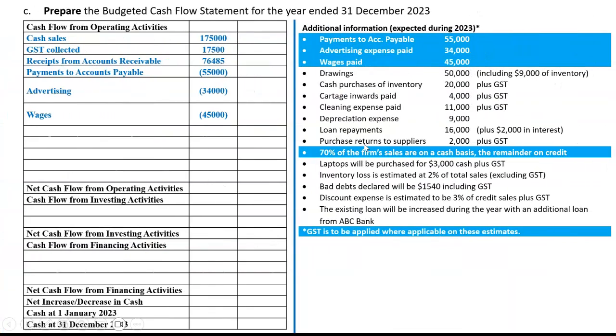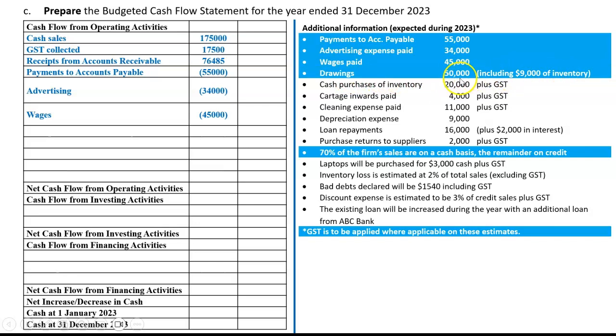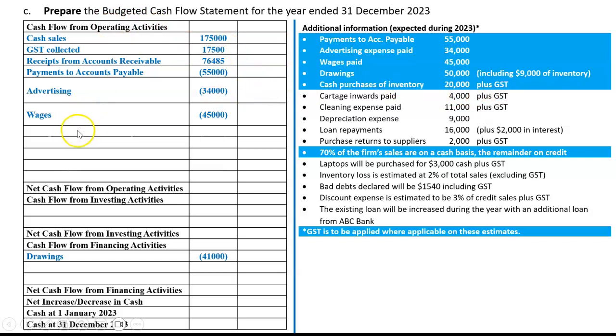Okay, we're up to the next thing. Drawings, $50,000. However, $9,000 was inventory. Now this is a cash flow statement, so we're only dealing with cash. So that must mean the drawings of cash was only $41,000, and that is a financing activity here. Cash purchases of inventory, 20 grand plus GST. So when I buy inventory, that's an operating activity. So I'm going to put this one here.